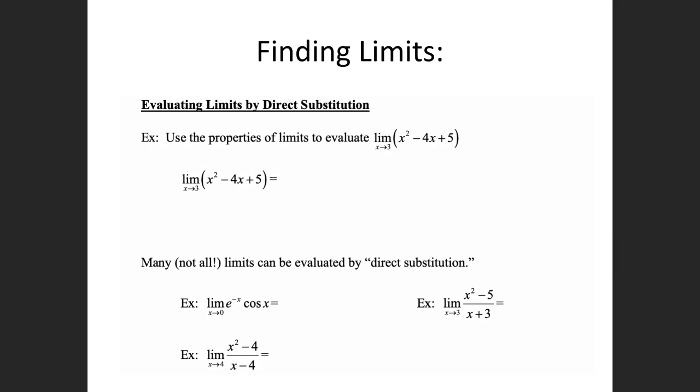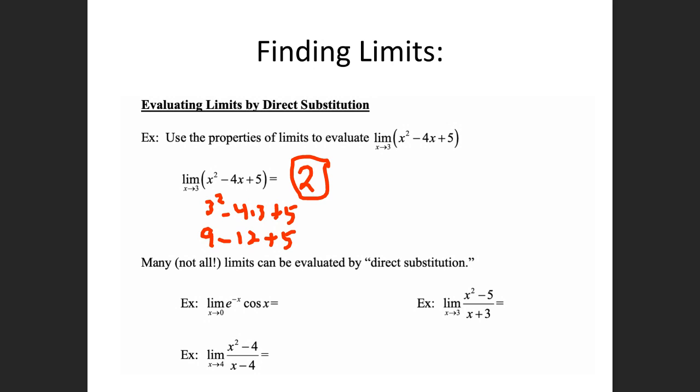So you'd go 3 squared minus 4 times 3 plus 5, so 3 squared is 9, minus 12 plus 5, so 9 minus 12, that's -3, so that would be 2. So your limit would be 2. Substitution is always the first way that you try to figure out what the limit is.